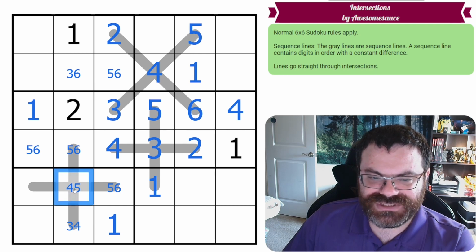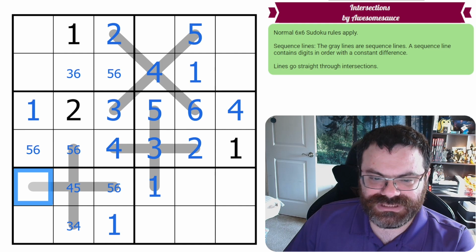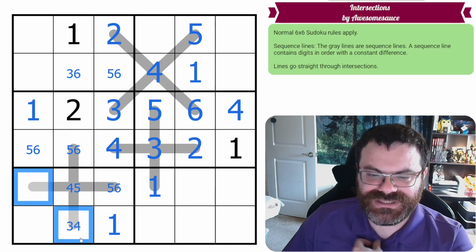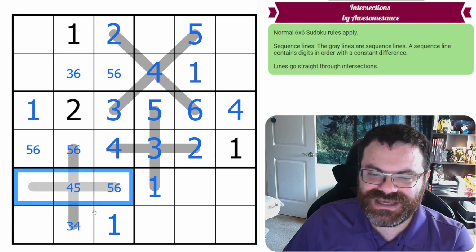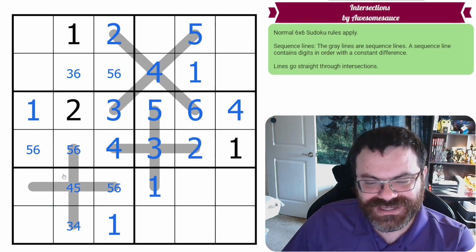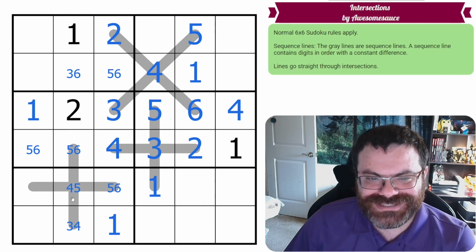So if this center cell were a 5, then this would be 6, and this would be 4. But this would be 6, and this would be 4. These would both have to be... Okay, so these sequences, I think I may have been able to see that earlier. That's actually really clever. But I'm seeing it now, last second.